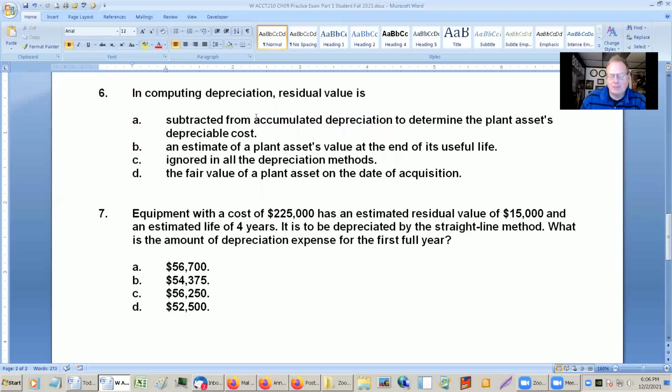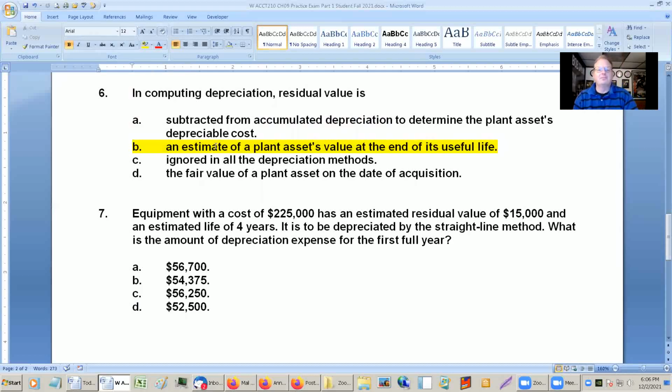I'm sorry, it doesn't. No, I'm being silly now. I was thinking, this has nothing to do with it. So the residual value is just what? Well, it has to be B then. It can't be ignored. No, it cannot be ignored. So it should be B. It is B.